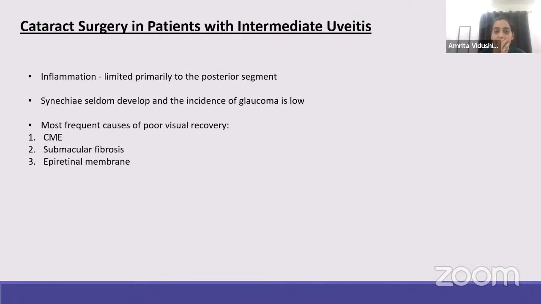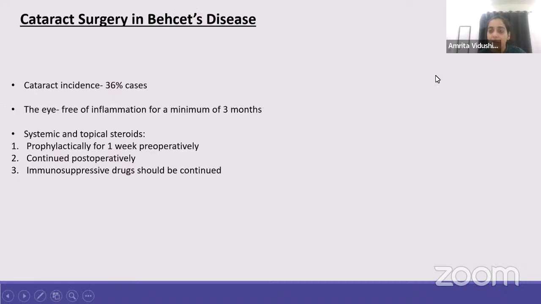So these are cataracts. I think actually I'm having this problem.